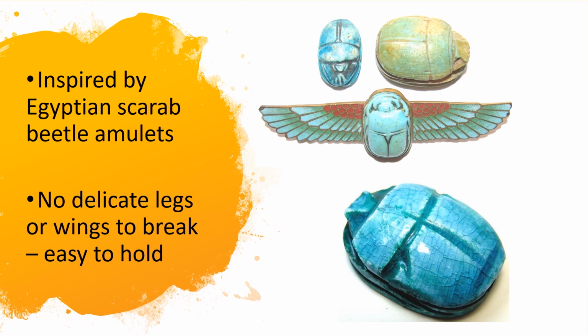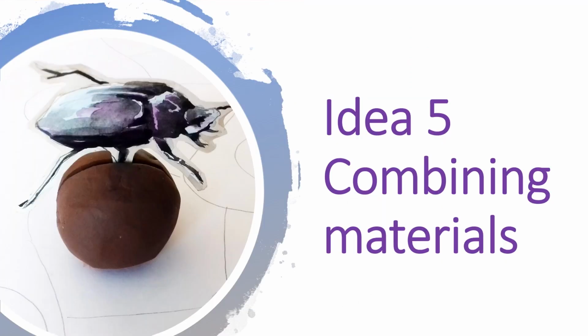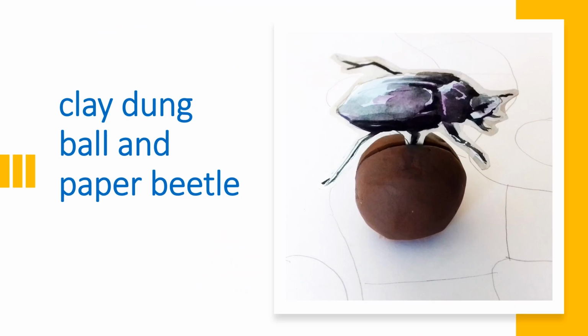Idea number 5, combining materials. You don't have to use just one material, you can combine all sorts of different materials and make your playing piece. For this dung beetle playing piece, we used one of our dung beetle drawings, and then we rolled a ball of clay and cut a slit in it with just a normal knife, and then stuck the beetle's leg in it. So it's like the beetle is climbing over its dung ball. And this makes a really nice, quite heavy playing piece.